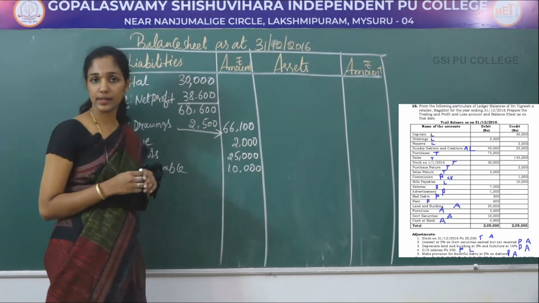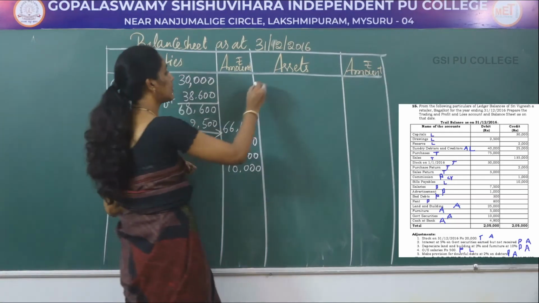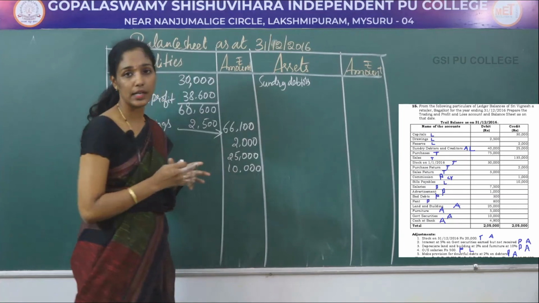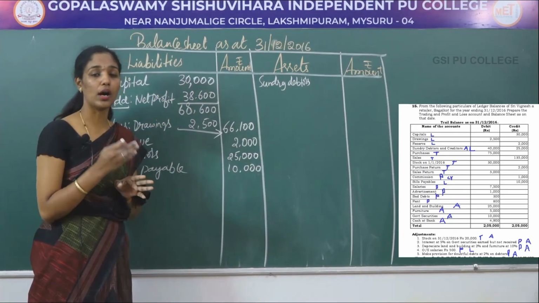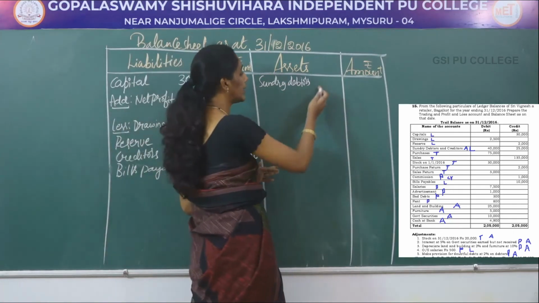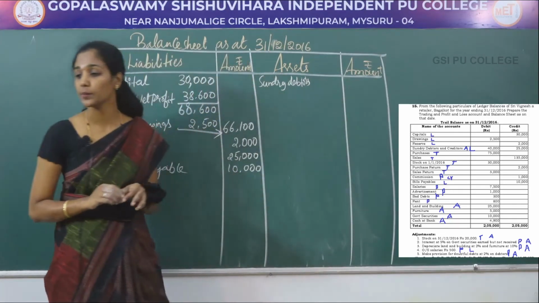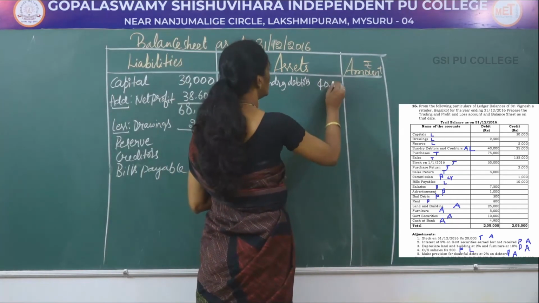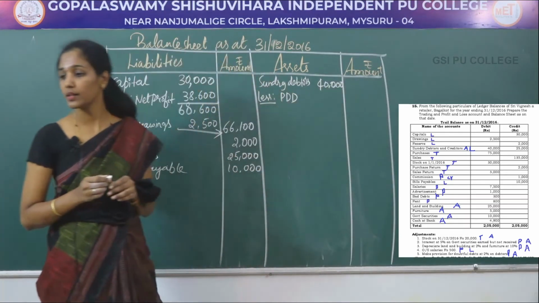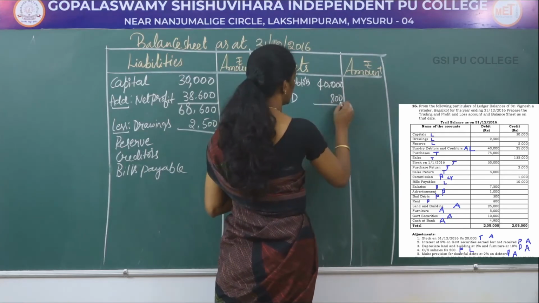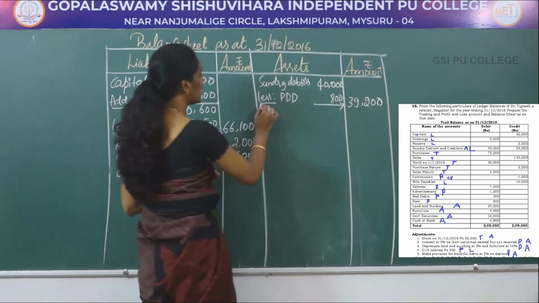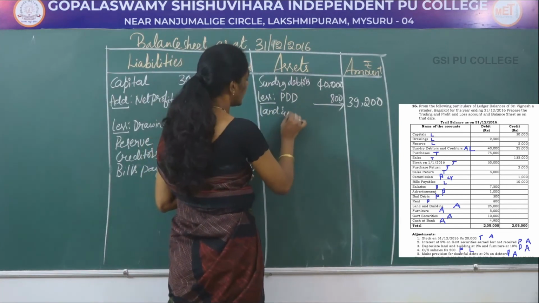Coming to the asset side, sundry debtors. There is an adjustment relating to the debtors. In case there is an adjustment relating to any item, you should record the amount in the inner column. Debtors 40,000 less PDD, provision for doubtful debts, 800. So you will get 39,200.